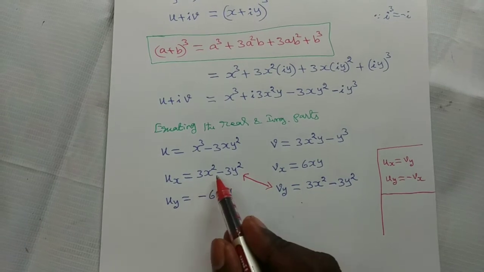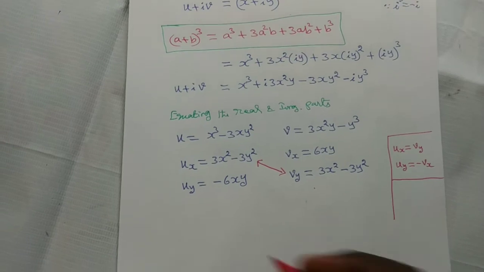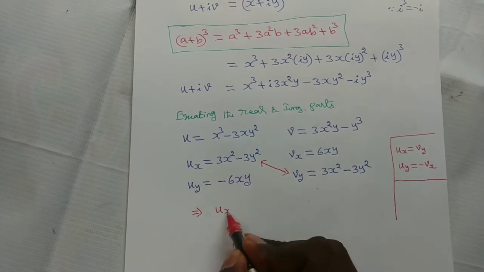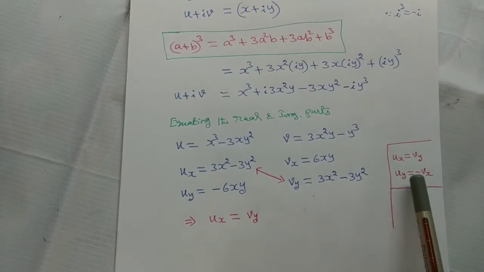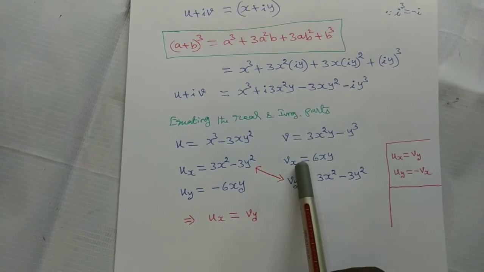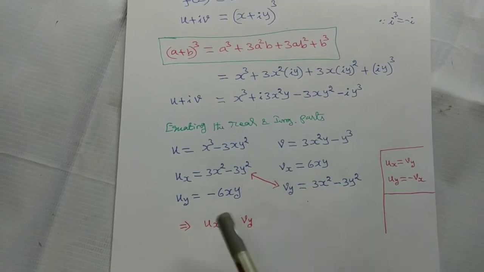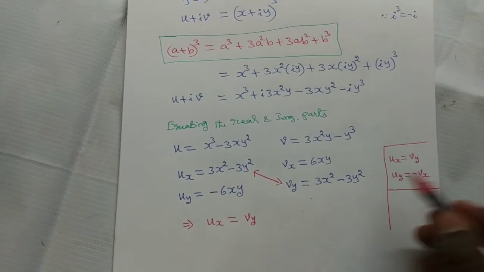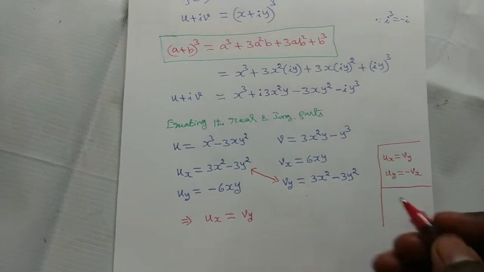So you see 3x square minus 3y square, 3x square minus 3y square. So from this ux is equal to vy. And then next to uy, what is uy? This is uy. Uy is equal to minus vx. This is vx. So by comparing here, the sign will be different. Actually that is the procedure. Uy is positive, another one is negative. So one is positive, another one is negative. Then it will be true.